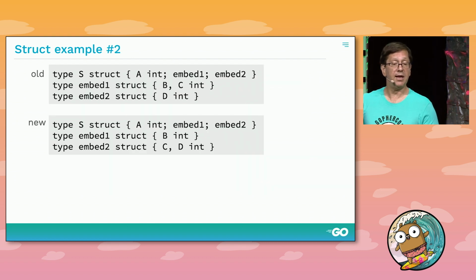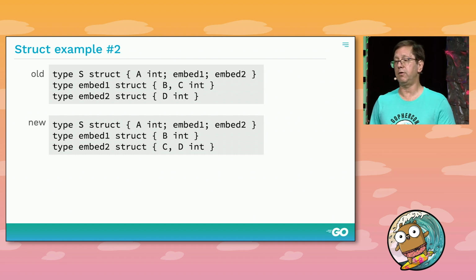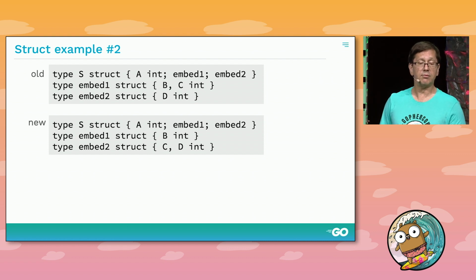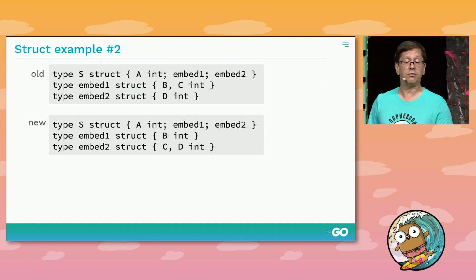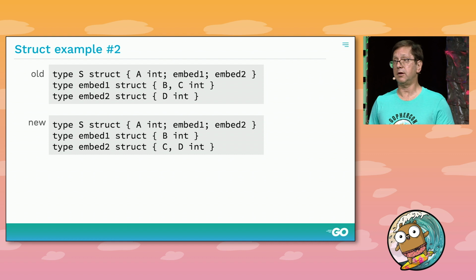Continuing our exploration of embedding, here we start where we left off in the previous slide, with a struct that embeds a couple of unexported structs. Using dot notation, you can access any of the fields A, B, C, or D. But all you can do with a struct literal is initialize field A. Then we change it by moving field C out of embed1 and into embed2. Is that a compatible change? Yes, it is. Client code that referred to C before using a dot can still do so, and we haven't removed or changed any fields that could be mentioned in a struct literal.